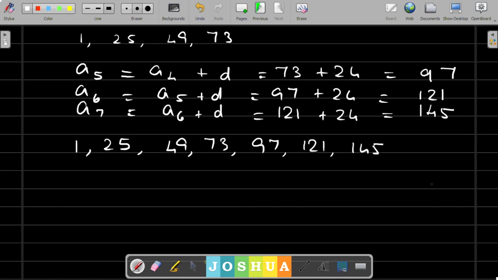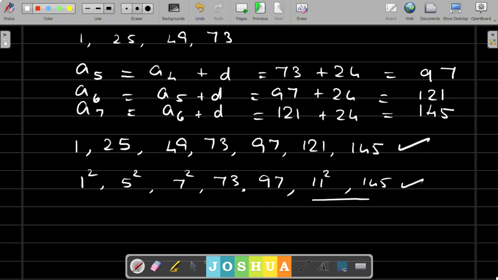So you can write the expression like 1, 25, 49, 73, 97, 121, 145. If you look at the actual original question, they wrote 1 square, 5 square, 7 square, 73. Now if it's possible, we write in terms of squares, otherwise write in terms of numbers. 97 is not a square number, so just keep 97. 121 we can write as 11 square. And 145. Like this also we can write. Even the first form is correct, the second form is also correct. Nothing wrong with this one.